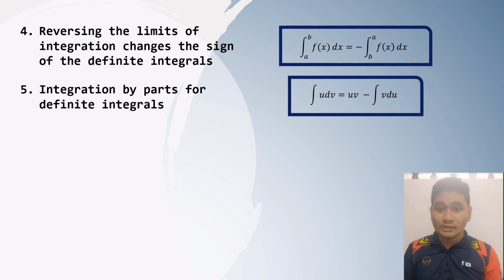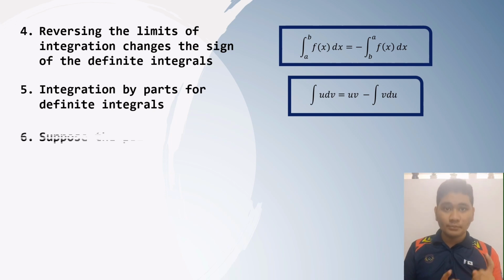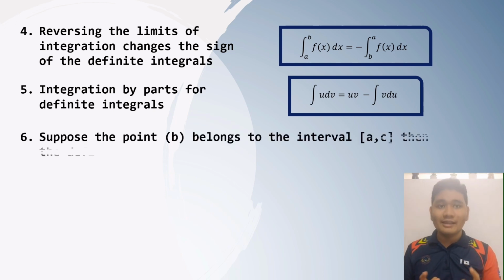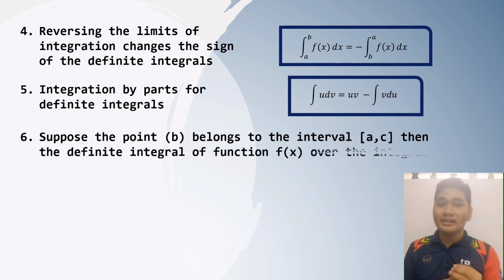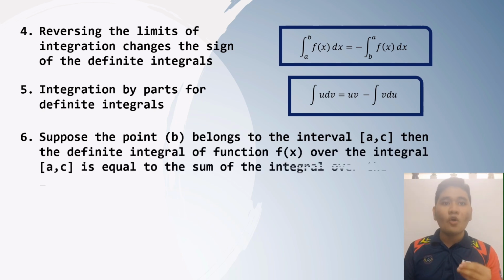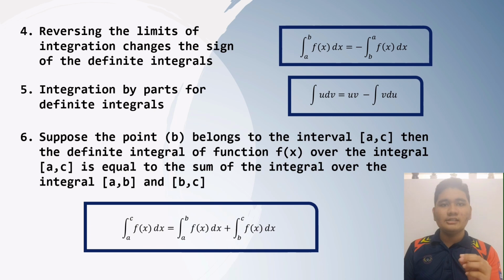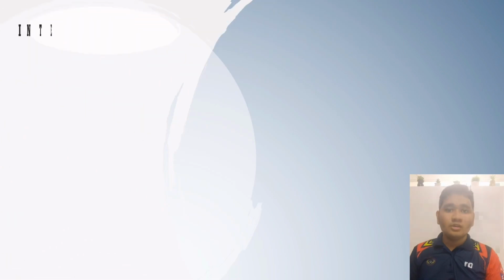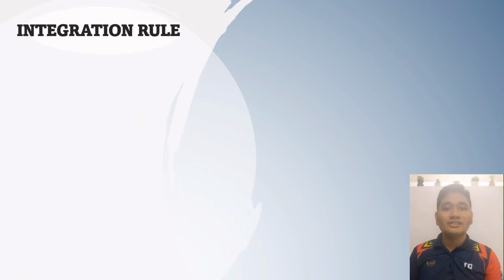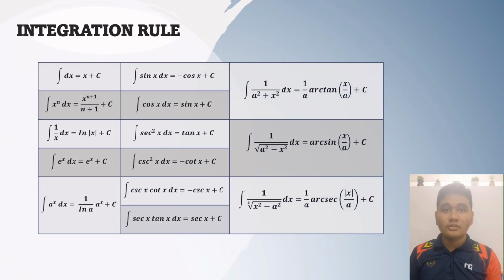And last but not least, suppose the point B belongs to the interval AC, then the definite integral of function f(x) over the interval AC is equal to the sum of the integrals over AB and BC. This is the integration rule. You may take a look at it.